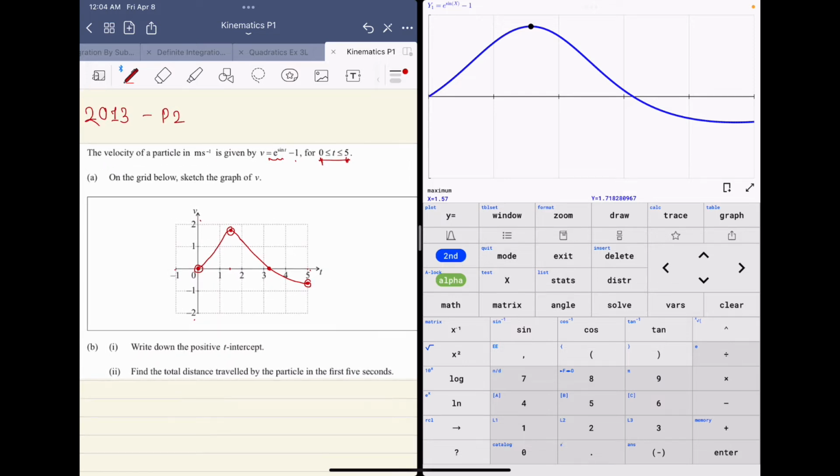Next part, write down the positive t-intercept. Positive t-intercept is basically this point, which is nothing but 3.14. You already found it out. So the answer of B1 is t equals 3.14.